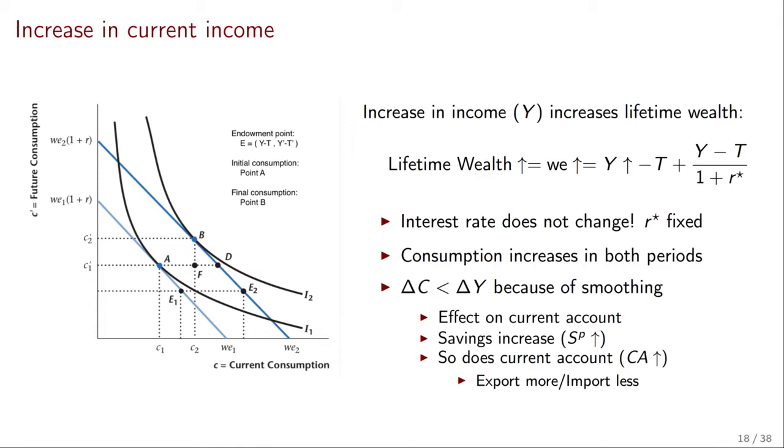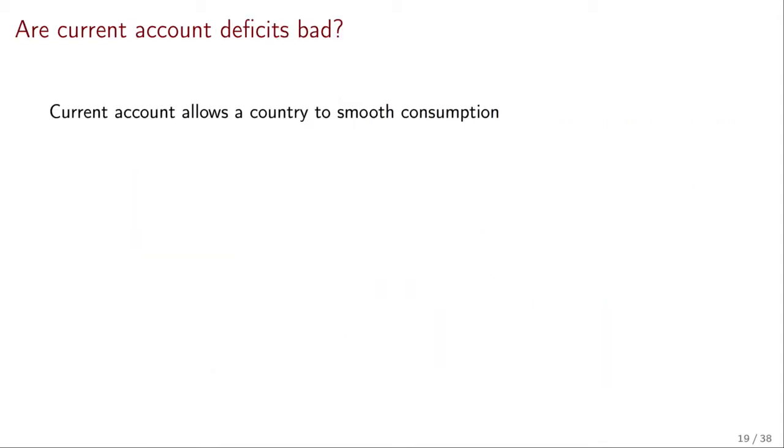Now at this point, a nice exercise for you to conduct on your own is to think of what's going to happen if there's an increase in future income. A hint for that is that an increase in future income is going to have the same effect on lifetime wealth, and the same effect on interest rates because they don't change. So consumption should behave very similarly, but then the effects on savings and the current account are going to be different.